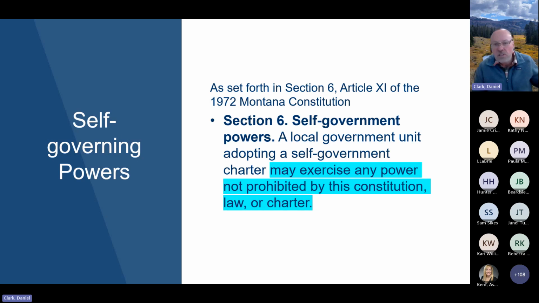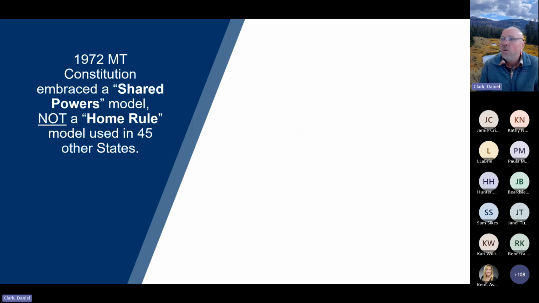And unless the legislature prohibits a local government from exercising that power, then they can, if that makes sense. They can step into that space, we'll exercise this power, and it's not something that's prohibited by the legislature. So we are a shared power state. Nowhere in the law or the Constitution does it talk about us being a home rule state, which is common language that's used in most other states.